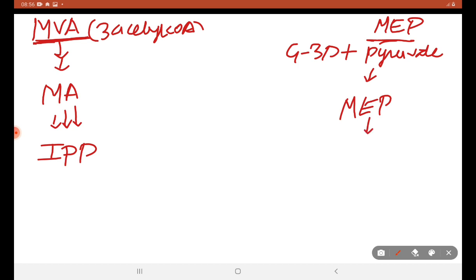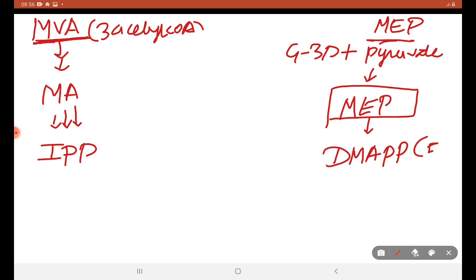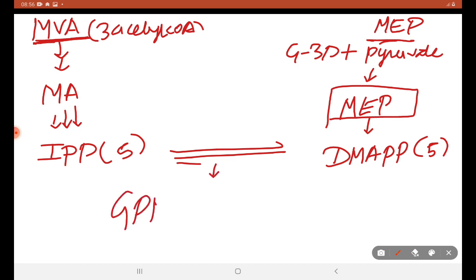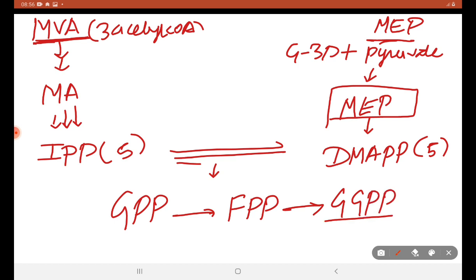It forms dimethylallyl pyrophosphate. This is a 5-carbon compound. These undergo isomerization to form geranyl pyrophosphate, a monoterpene, farnesyl pyrophosphate, a sesquiterpene, and geranylgeranyl pyrophosphate, a diterpene. Then it forms polyterpene. One isoprene unit will come and attach at each step. These are the basic things.